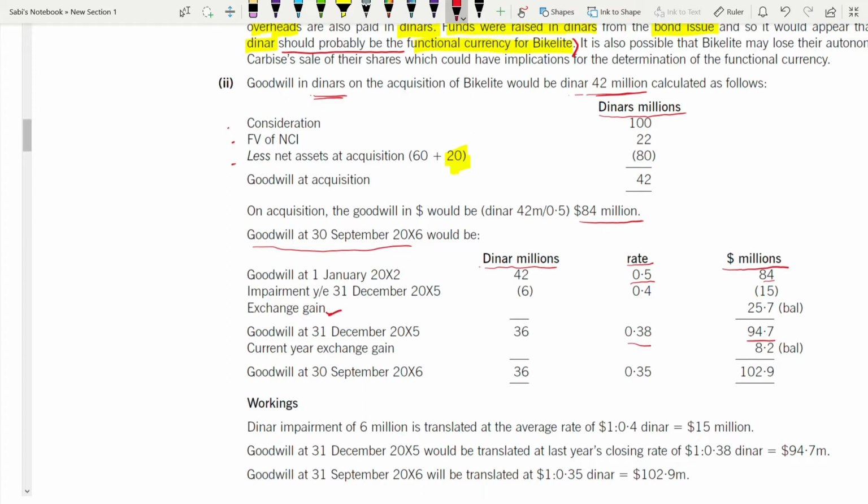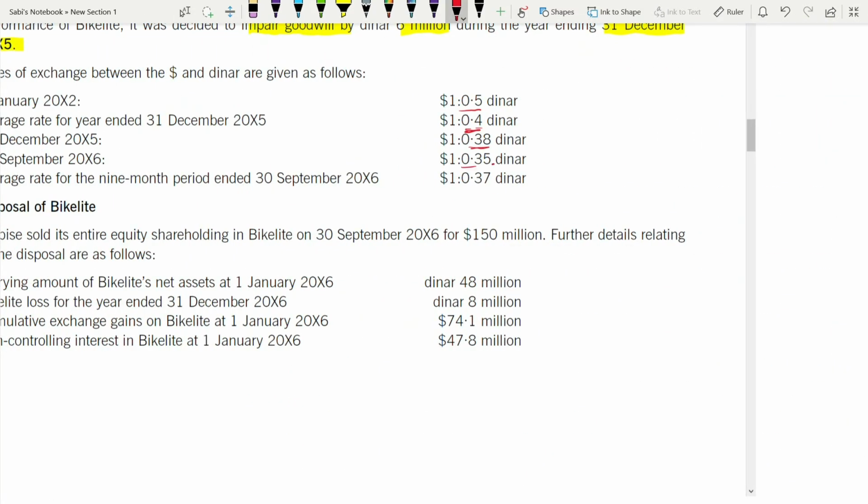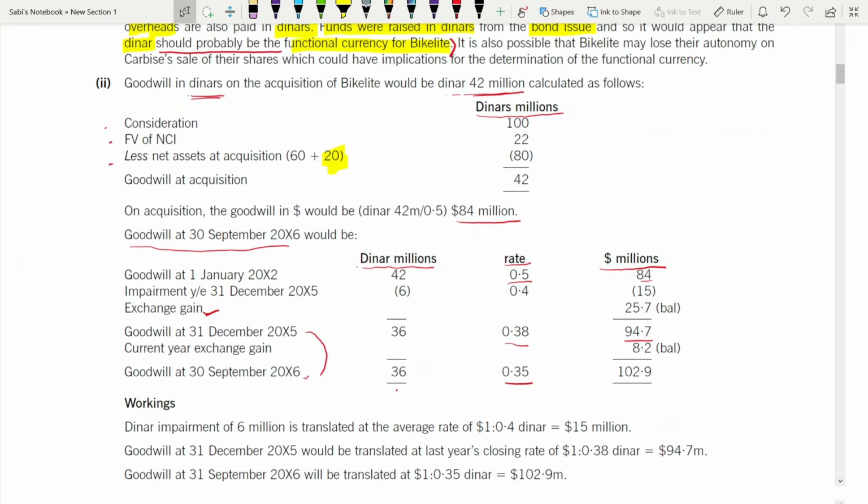Next, current year exchange gain. How much will it be? 30 September. So when you have to get the current year exchange gain, go to the next year, from 31st December 2005 to 30 September 2006. That's your gain. So goodwill will be the same because there's no more impairment. The rate will be 0.35, the 30th September 2006 rate. Which is 102.9. So 102.9, and this increased. So that's why this is also a gain.